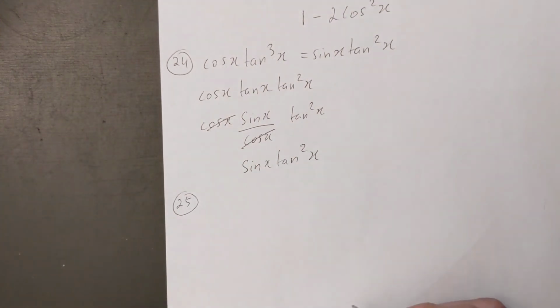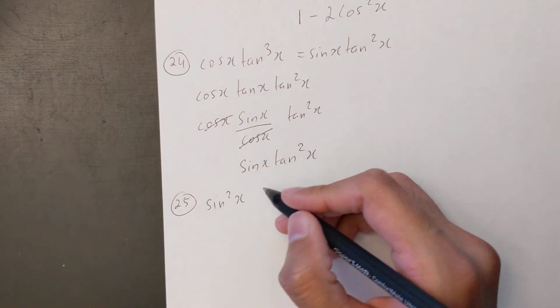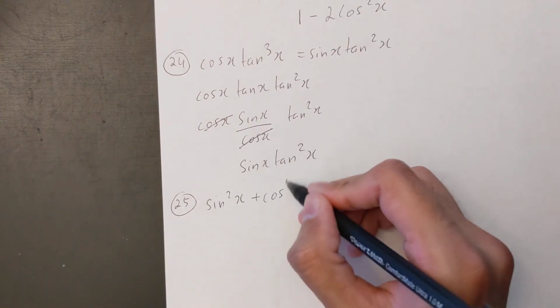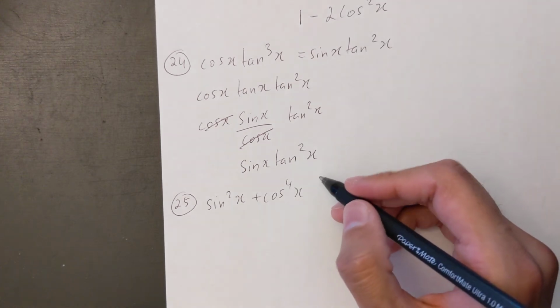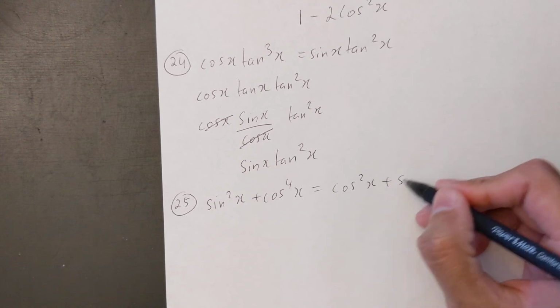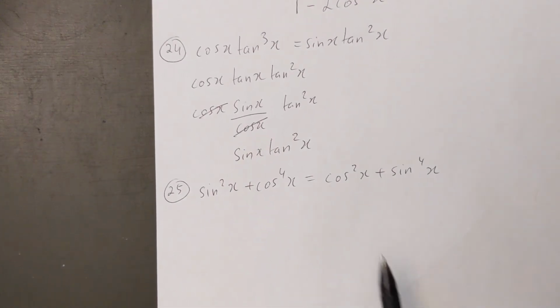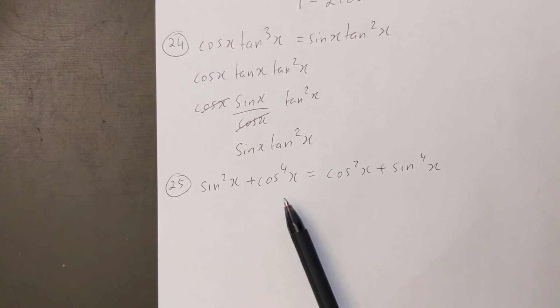Almost done here. Only 6 more questions to go. Sine square x plus cos 4x equals cos square x plus sine 4x. Okay, again, looks like a complicated one like the other one. Looks like a pretty long one.